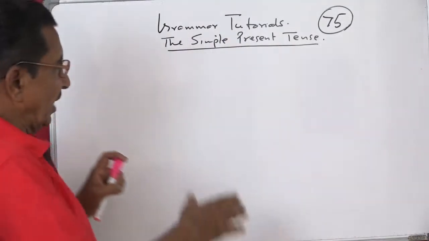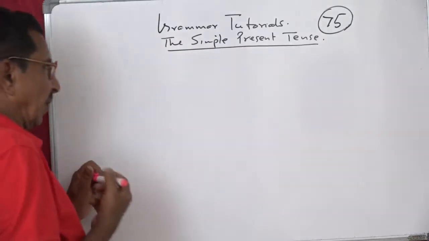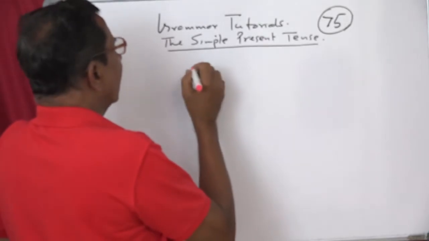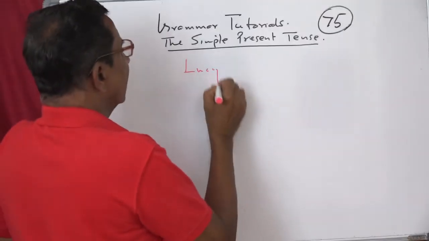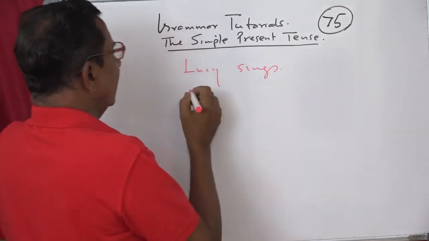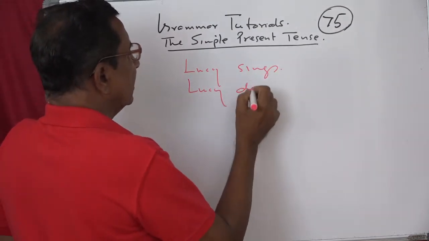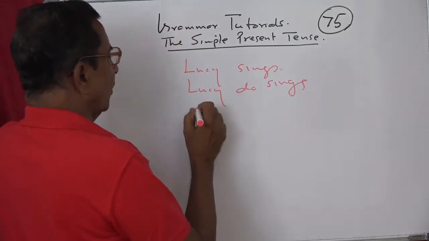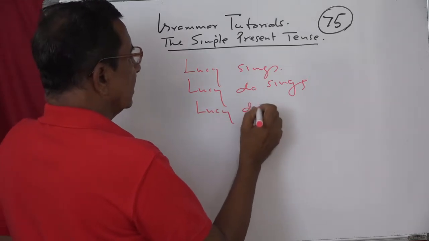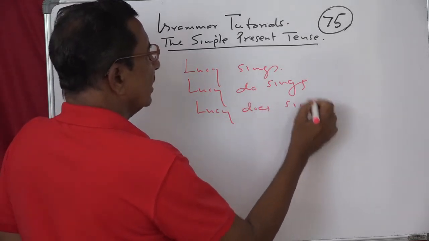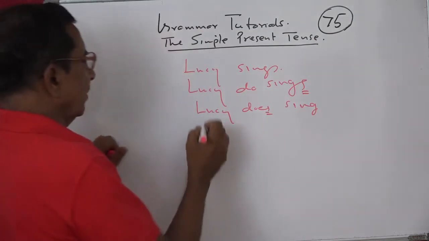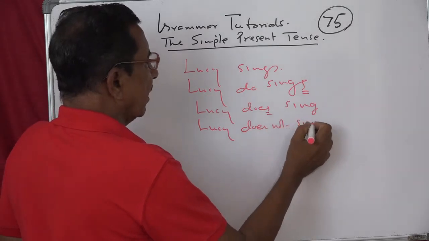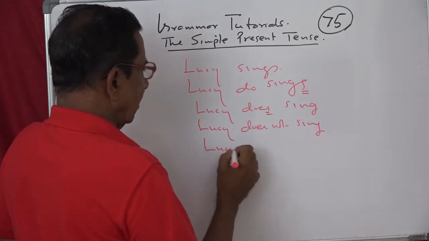Alright. So let us do it like this. Now you can see she. Let us use sings. Lucy does do sings. Insertion of do. Now we change: does sing. Did you see the change here? Yes. And now we say does not sing. And now we say doesn't.